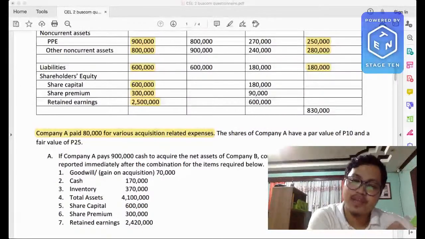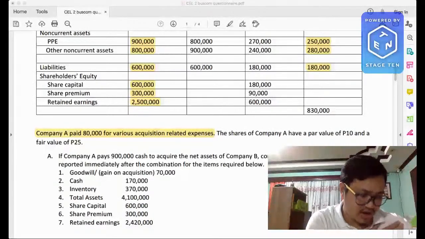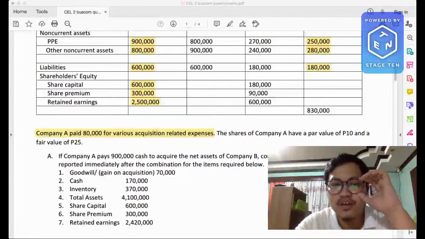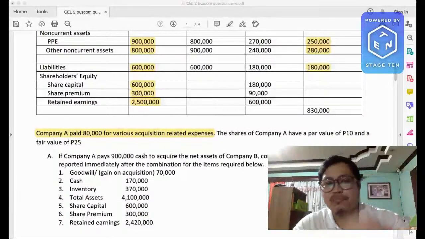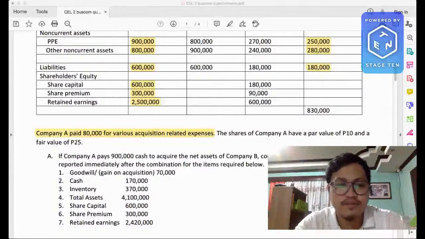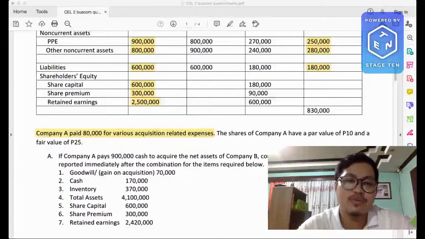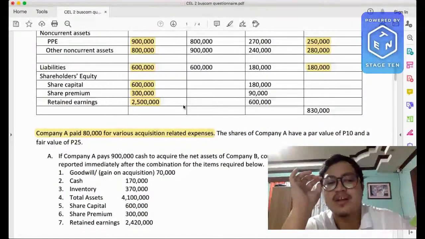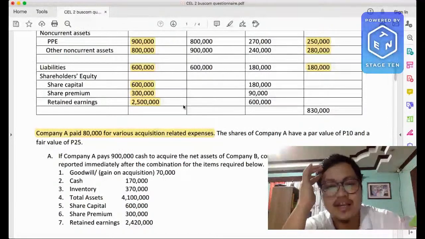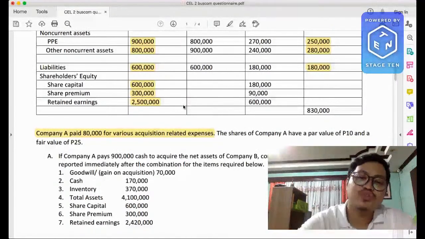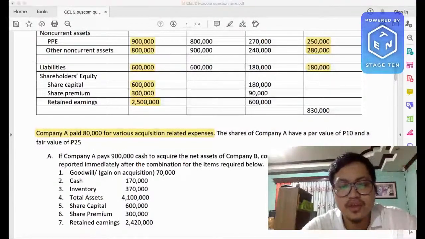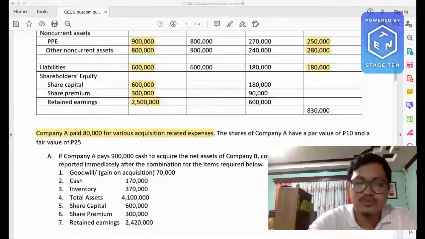320,000. Okay, now share premium is where it gets interesting because there are things you have to be careful of. The amount that should be credited to your share premium, class, should be the excess of the fair value over its par value. How much was the fair value, class? 25. How much is the par value? 10. So for each share, there is an excess or a premium of 15 pesos. Okay? And how many shares were issued? 32,000.